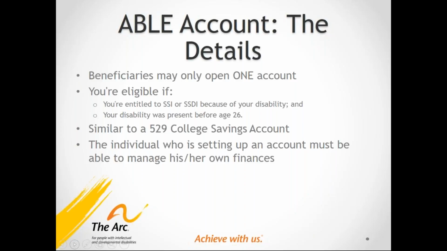As I mentioned before, it's similar to a 529 college savings account. So if you set up a 529 college savings account for your child when they were just a baby, and then you learn later on that they have a disability and that money in the 529 account isn't needed for college funding anymore, you can transfer money from a 529 account to an ABLE account.